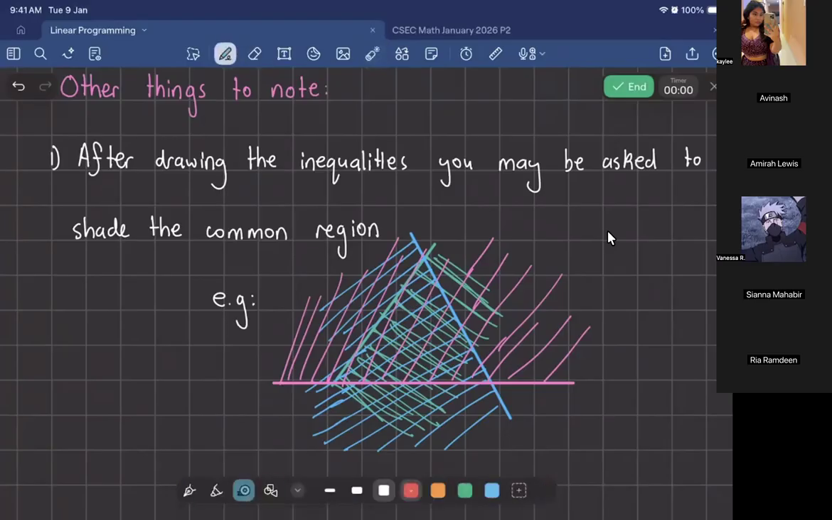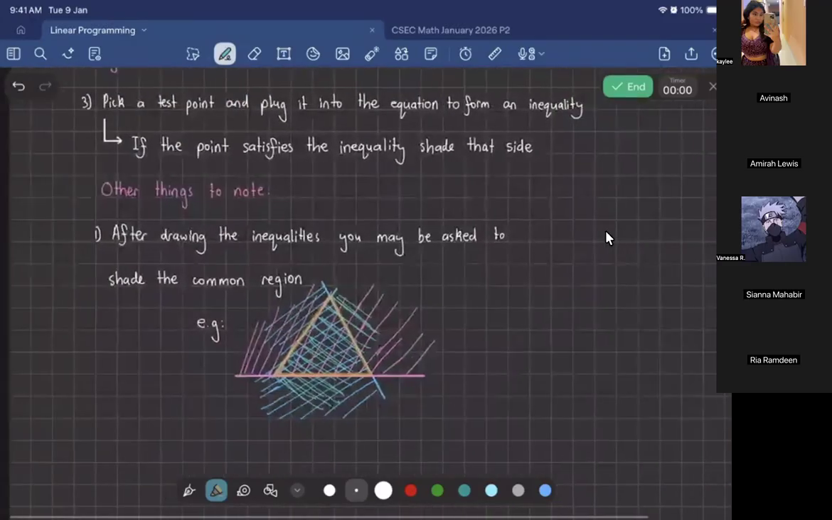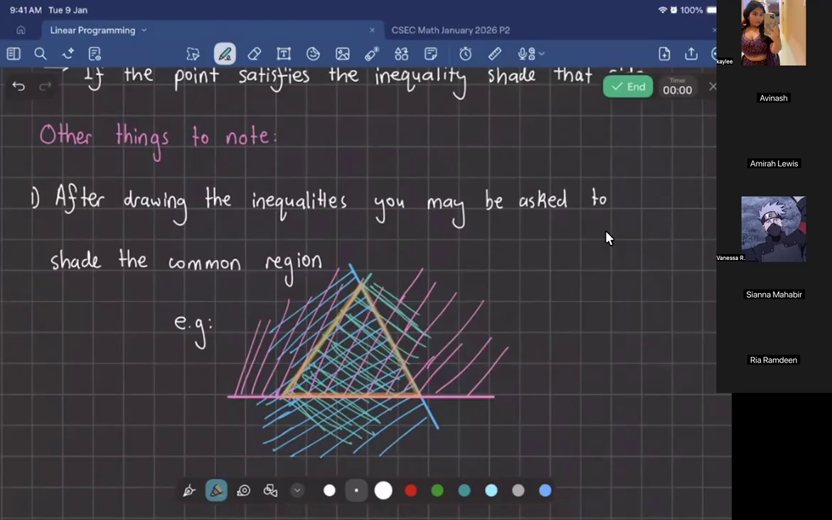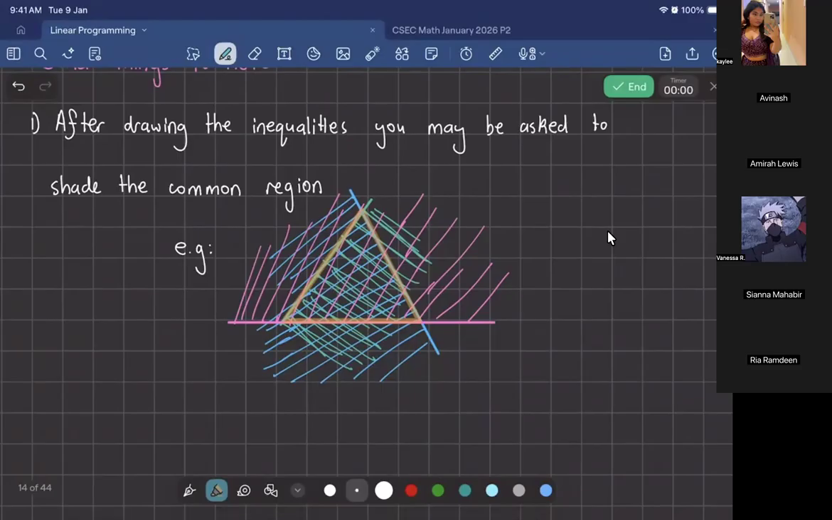That's good. Okay. So let me know if this is the shape you're seeing. That's it? Yes, sir. Okay, great. So after you do a linear programming question, they will typically ask you to shade the common region, and this is how you would do it. Let me know if you understood that. Yes, sir.